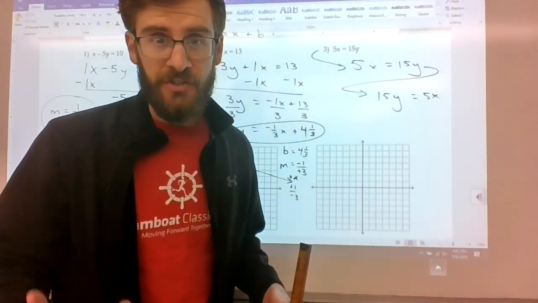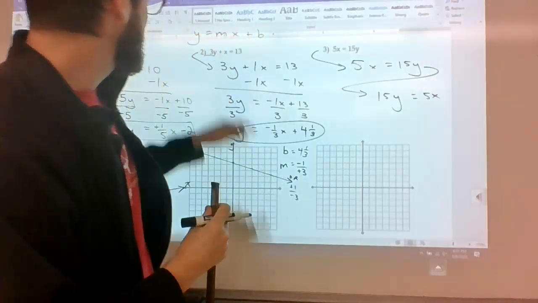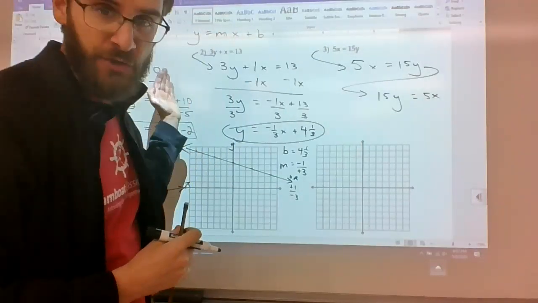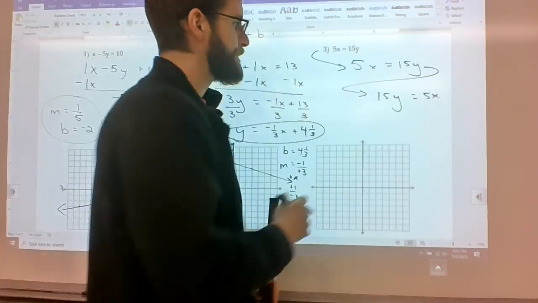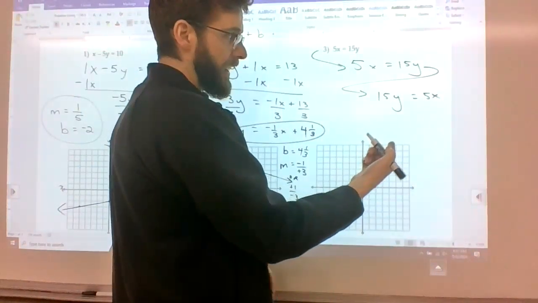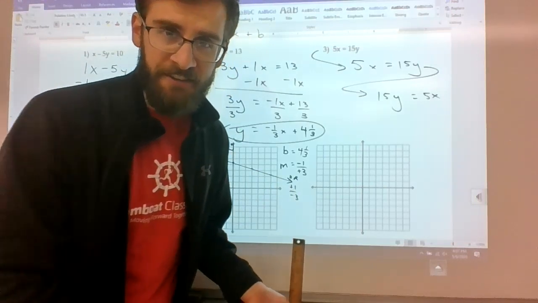English language readers read left to right. Y equals mx plus b is written left to right. So let's just make y on the left-hand side every time. In this case, we're trying to get y by itself. There's nothing more to do except divide by 15.